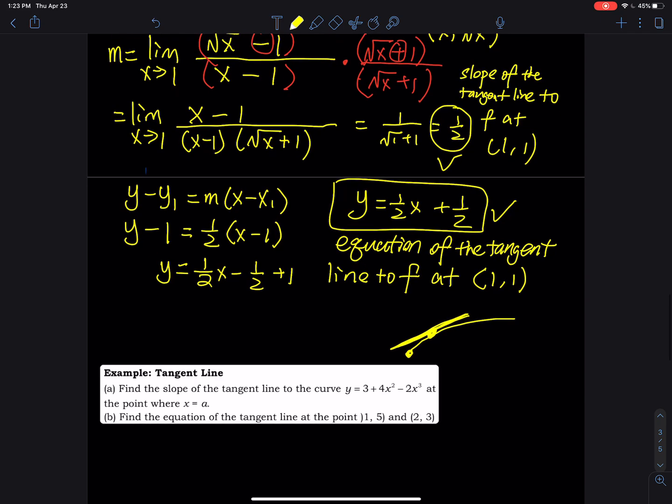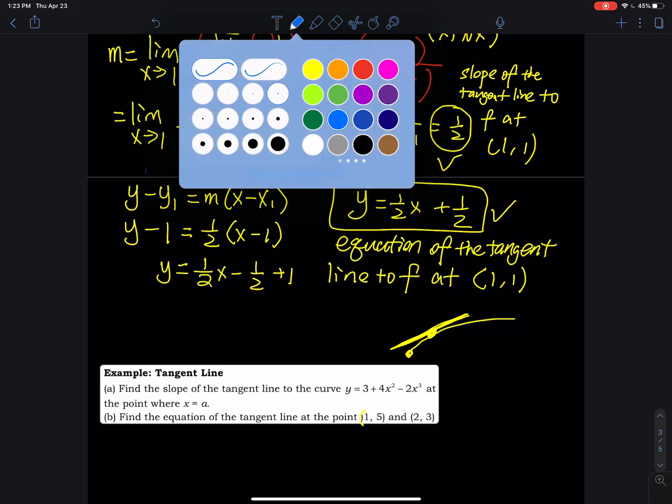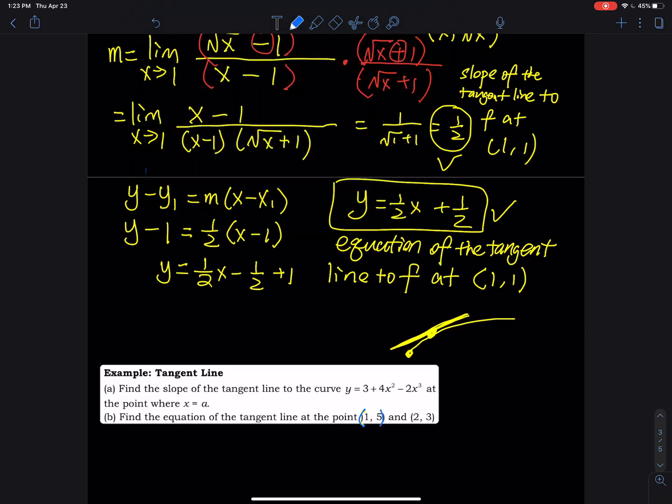And then I have to find the equation of the tangent line at those 2 points. So this is open parenthesis. This is a point, so that is a 1, 5, and then 2, 3. So let's go ahead and find the slope first at any point.